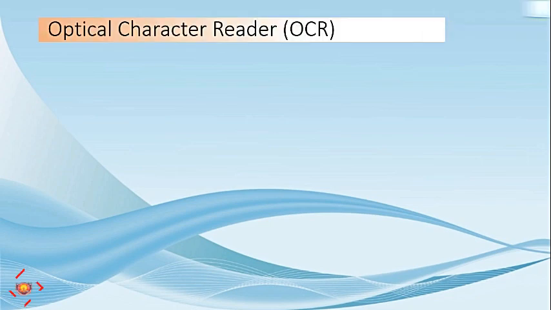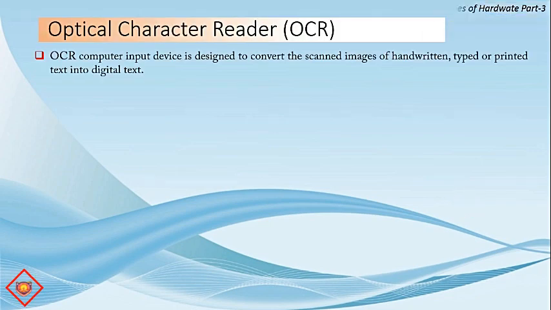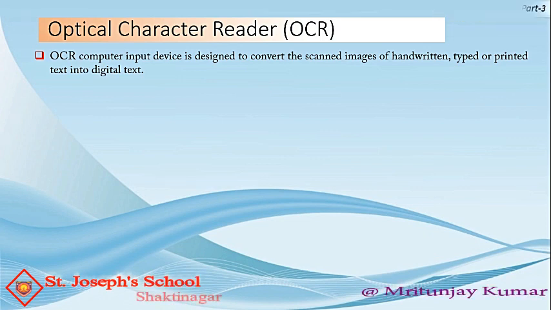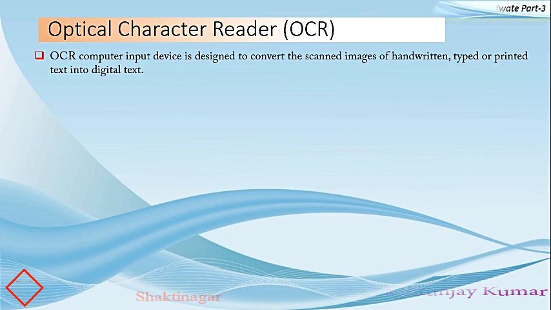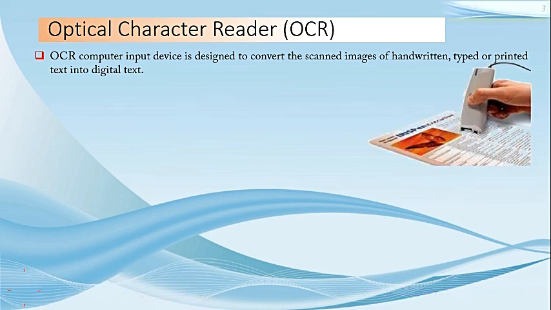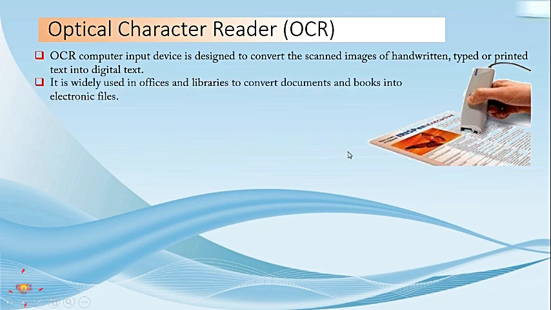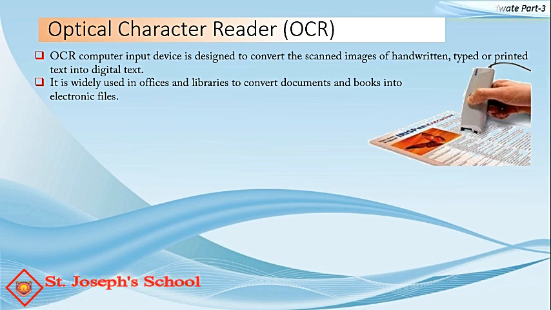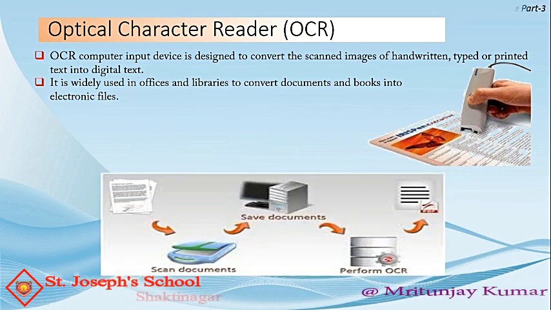Next input device is the optical character reader, that is called OCR. OCR is an input device designed to convert the scanned images of handwritten or typed or printed text into digital text. So this is a handheld scanner. It is widely used in offices and libraries to convert the documents and the books into electronic files.